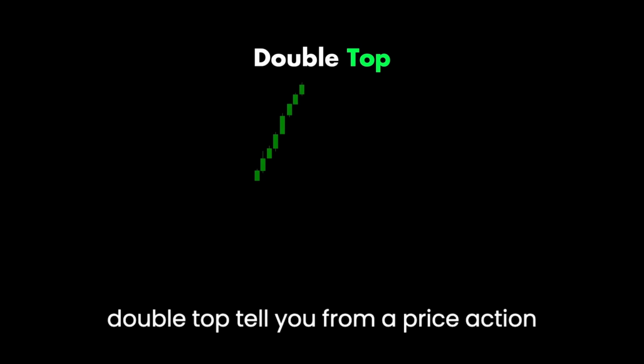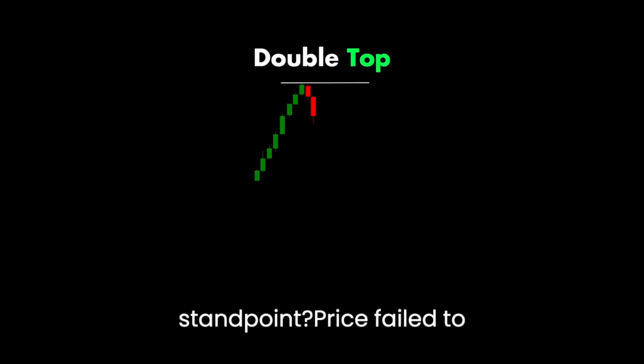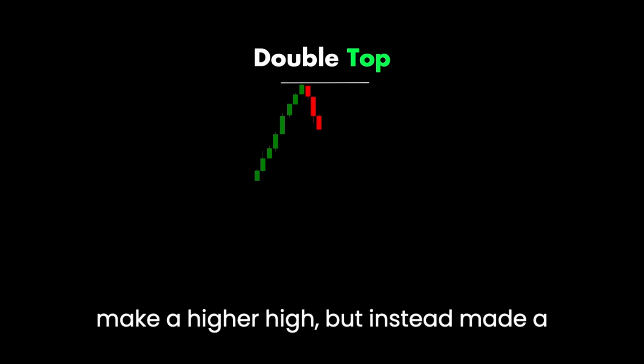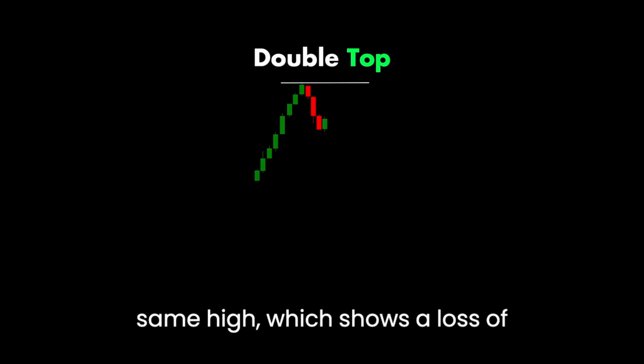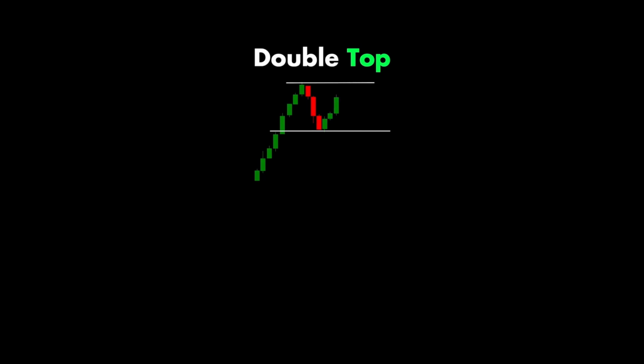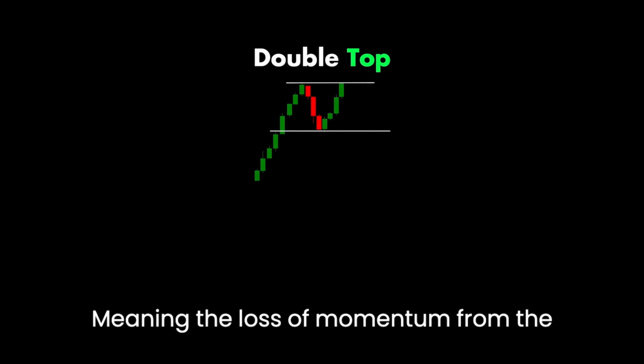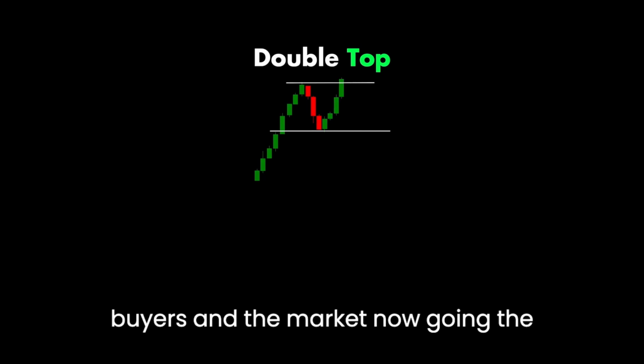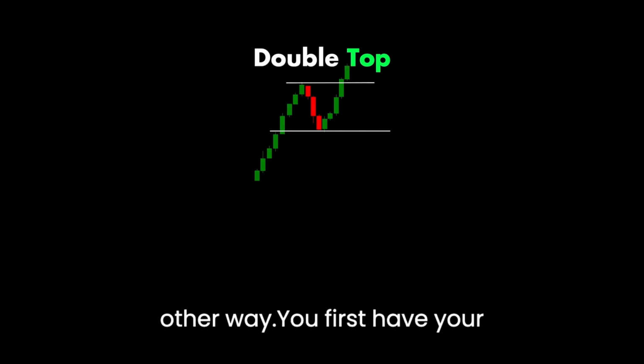Now what does the double top tell you from a price action standpoint? Price failed to make a higher high, but instead made a same high, which shows a loss of momentum from the uptrend. Meaning a loss of momentum from the buyers in the market, now going the other way.